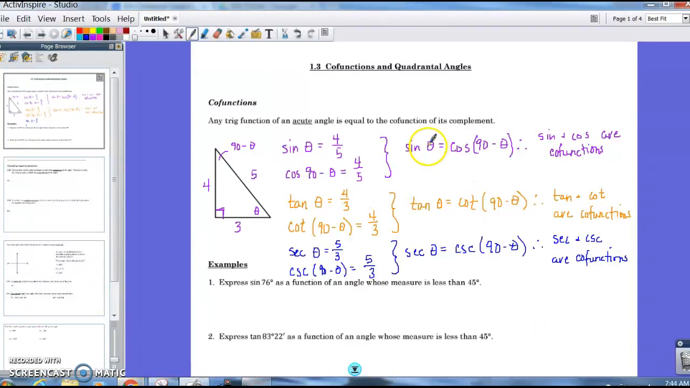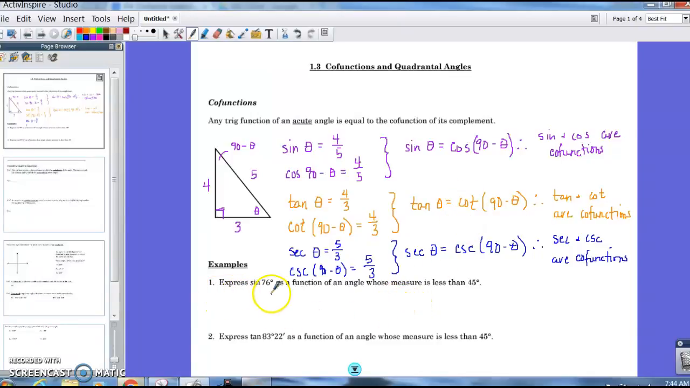And so what does that mean? That means if you are talking about an angle and its complement, two angles are complementary if they add up to 90, the trig functions that would be equal are the cofunctions. So the sine of 30 is going to equal the cosine of 60, or the tangent of 60 is going to equal the cotangent of 30. Those two angles have to add up to 90 degrees. So let's go through a couple of examples here.